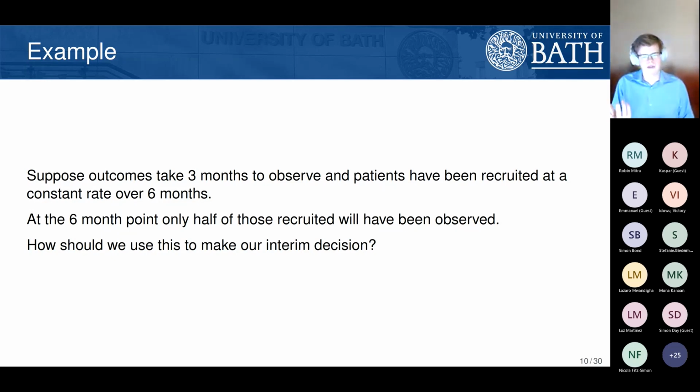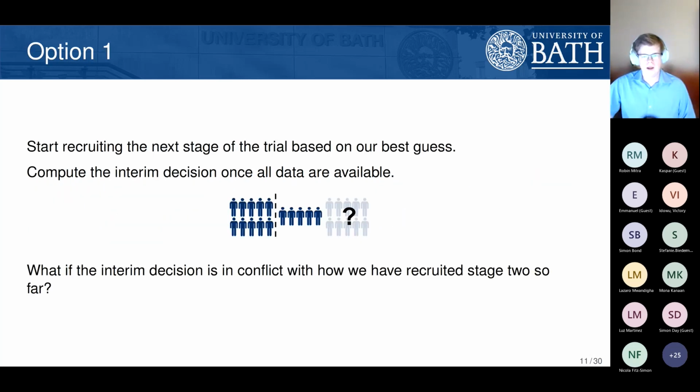And so what should we do? How should we make our interim decision? Now, at first, I'm actually going to present an option that doesn't have a missing data problem, but is hopefully intuitively slightly unappealing.